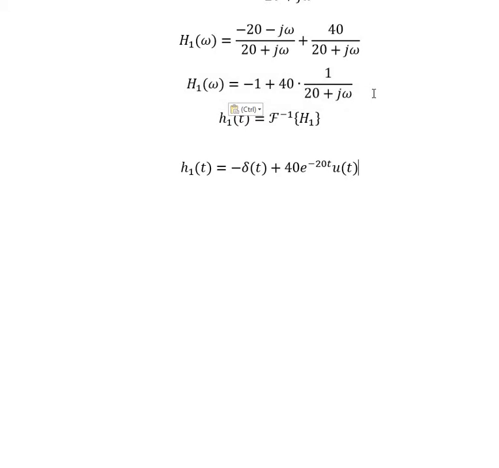My negative 1 has an inverse Fourier transform that is minus delta of t, and the other term is just the Fourier transform of my exponential function times u of t, scaled by 40. So that's all. It's not very difficult. It just needs time to see what we have to do.